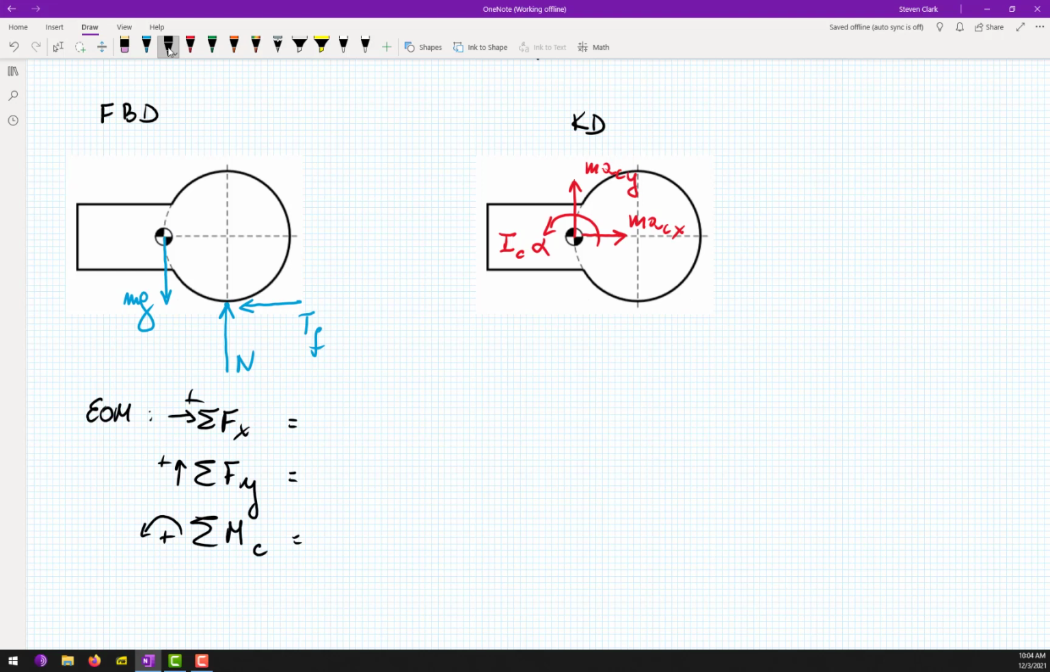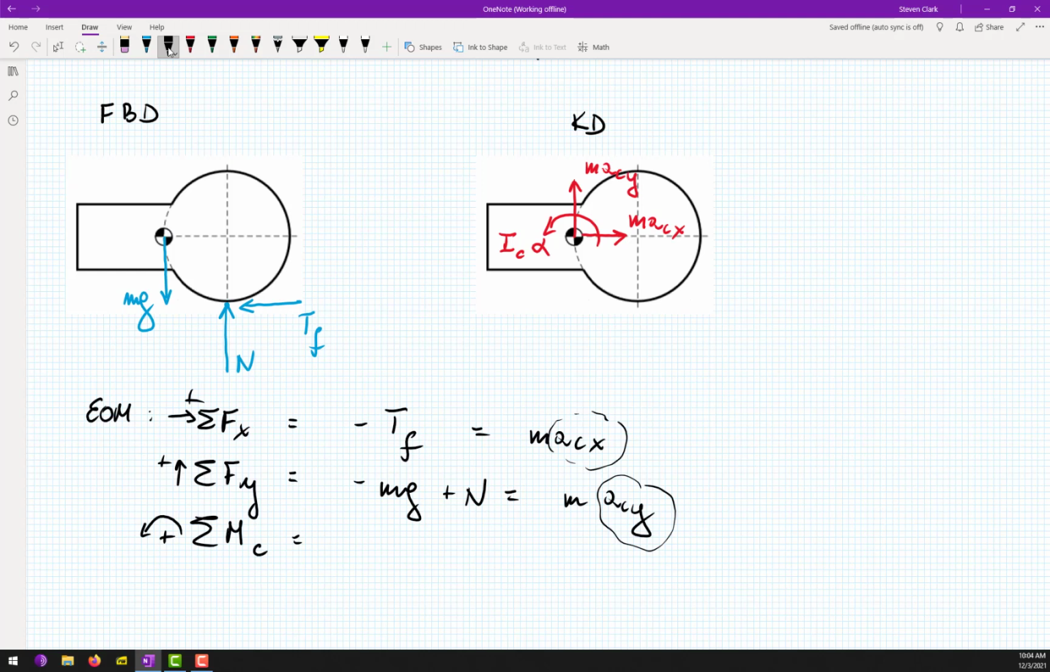So what do we have in the x direction? Minus TF, and this is equal to M ACX. What do we have in the y direction? We have minus mg plus N. This is equal to M ACY. Okay, guys, can you tell me anything about this ACX and ACY? Can we set up any of them to 0?